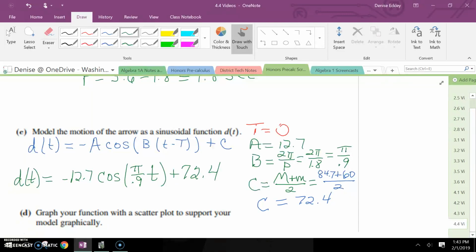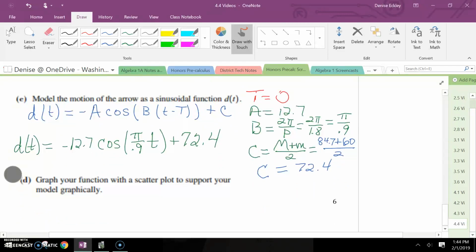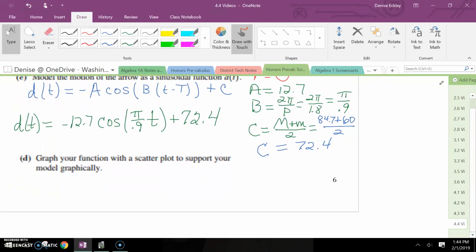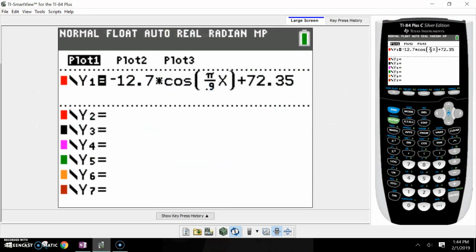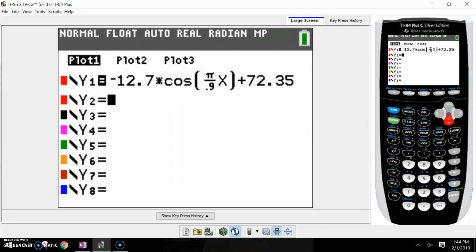Now we're asked to graph our function with a scatter plot to show that our model is a successful model. What you want to do now is go in your graphing calculator, and there's our model. And I left the 72.35 there, so let me change that to the 72.4.